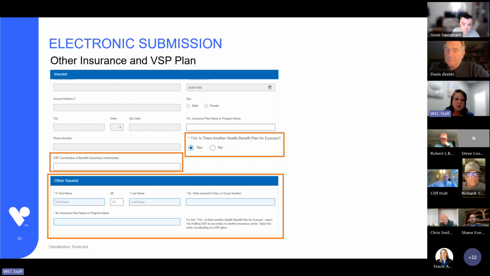Okay, what's critical is on 11D, you want to tell them, yes, there's another health benefit. This tells VSP, again, this is a coordination of benefits claim. Okay, so that you've already billed primary medical to somebody else. And then it's the box highlighted in orange under it. This is where you'll put your WellVision authorization number here if that patient has both essential medical eye care and WellVision.